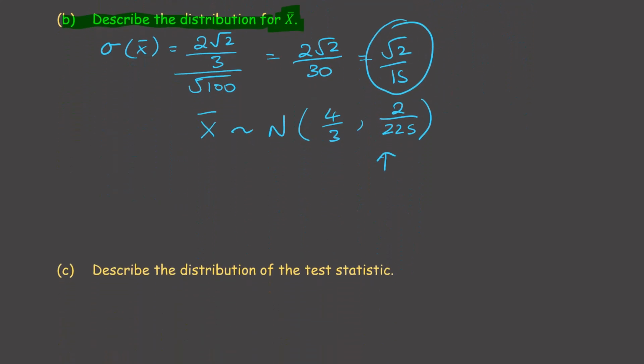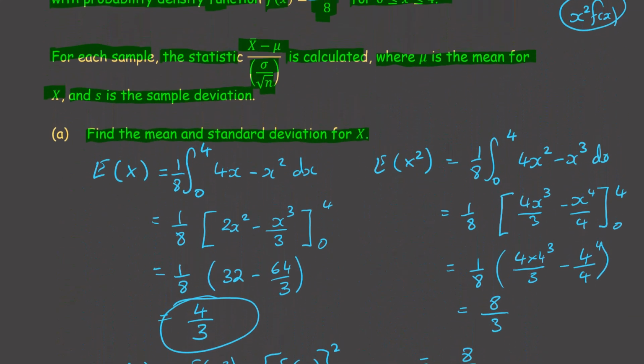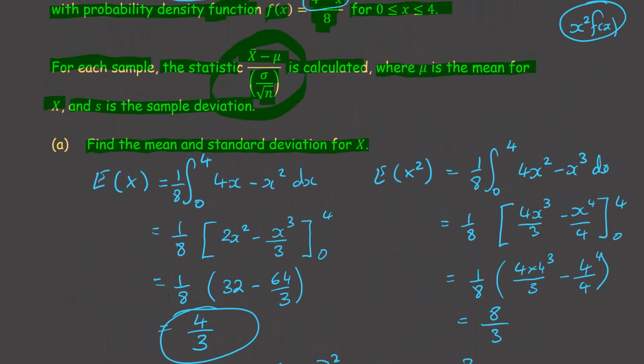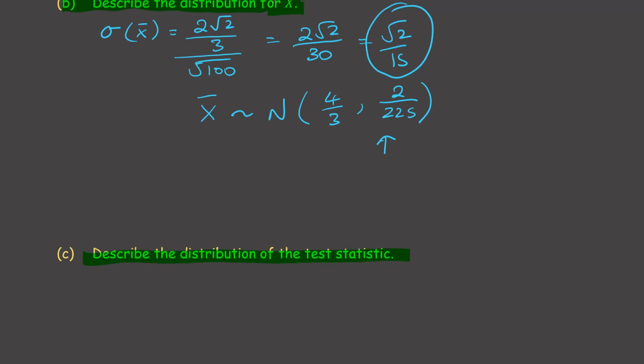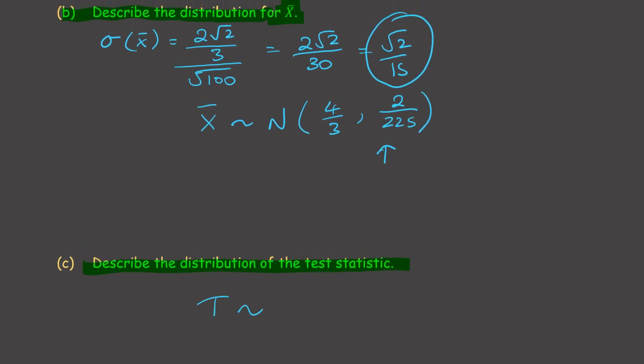And then finally, we want to describe the distribution of the test statistic. And the test statistic, if we go back to it, was (x bar take away mu) over (sigma over root n). And so we know that that is going to be a normal 0, 1 without any further calculation.